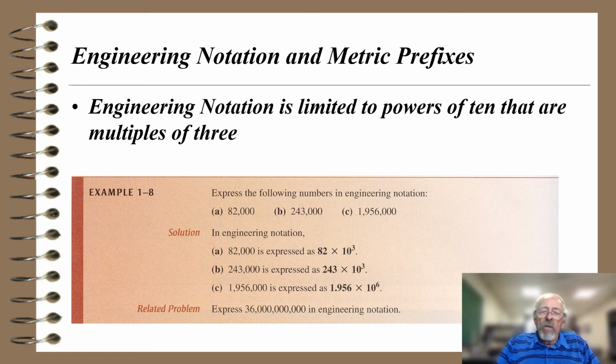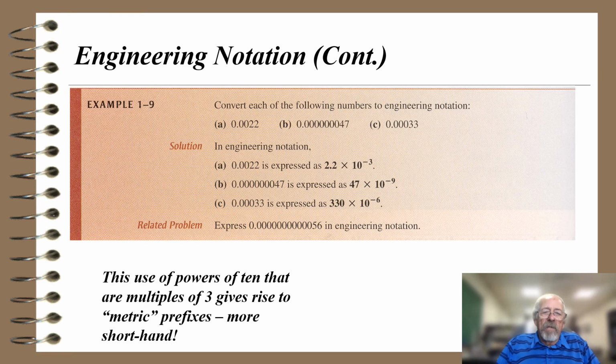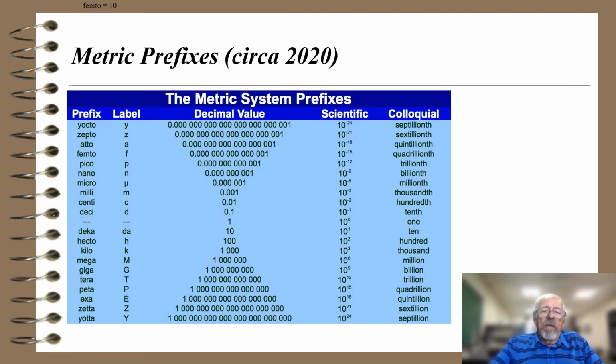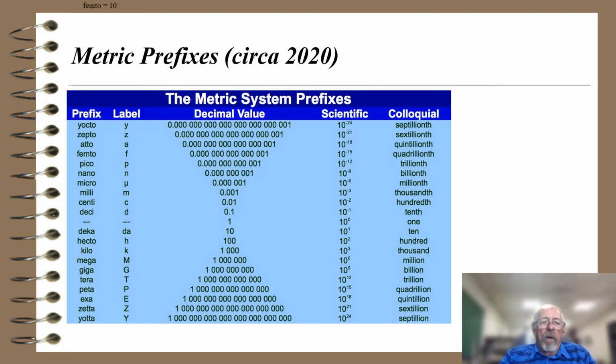Now, the reason why we do this is because we can use metric prefixes. In this next slide, which is just another example, the use of powers of 10 that are multiples of 3 gives rise to metric prefixes, which are more shorthand. These are all the negative metric prefixes. Now we go to this table, which shows what we have for the metric prefixes.